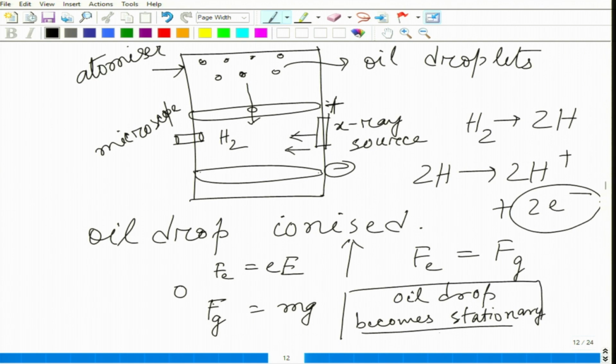From this concept, we will calculate the mass and charge of the electron. We will study this concept in the later part.